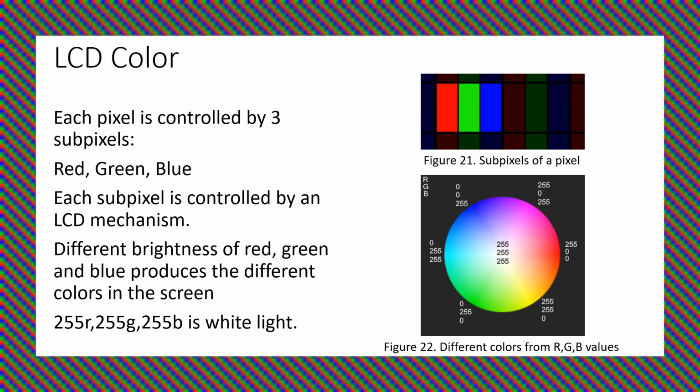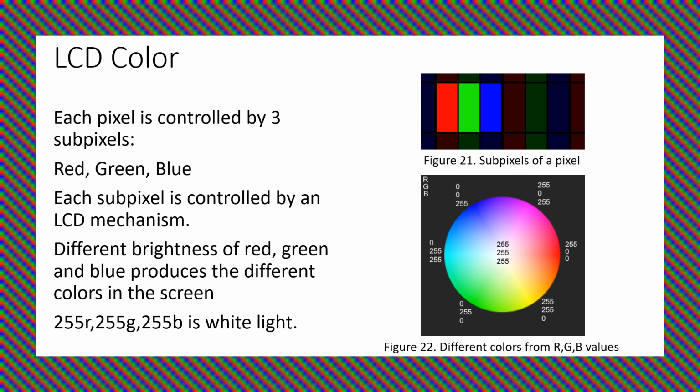So for an LCD monitor, each pixel is controlled by 3 different subpixels, and each of them is red, green, and blue. Each pixel has one red, one green, one blue, and each is controlled by an LCD mechanism, where we change the voltage applied to each subpixel, and we control the light transmission for each subpixel. Now we can change the brightness of the subpixel, and we can mix and create different colors. Each color present on the screen is a mixture of red, green, and blue.